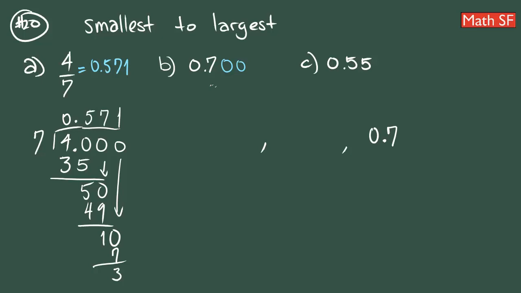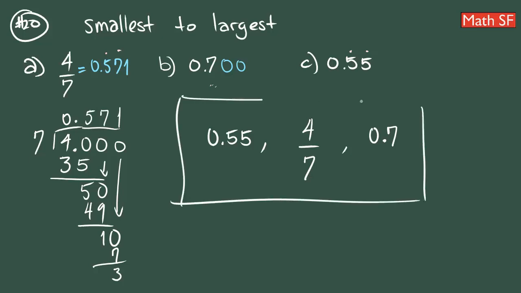Now let's see. The 5 and the 5 are the same. Now 7 and 1, which is bigger? 7, so C is going to be the smallest one, so C goes here, 0.55, and then A is 0.571, but I need to put the fraction 4/7. That's our final answer.